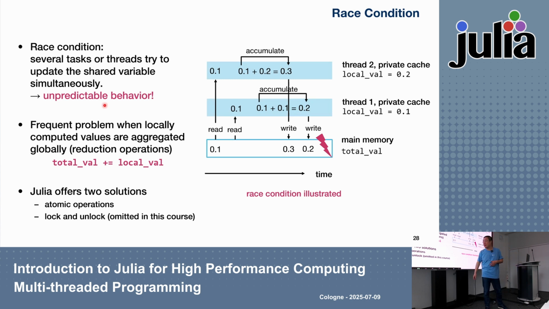And Julia offers two solutions. One is atomic operations, which means doing the operation on one single atomic value so that one can get rid of the influence of other threads. The other is the so-called lock and unlock. If something locks this variable, then no other threads will access it, which gets rid of this data race. But for this course, we will not touch lock and unlock, just focus on the so-called atomic operations.